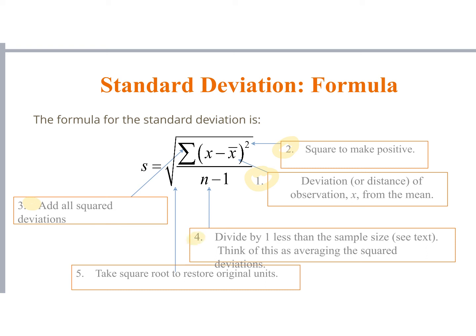Next thing you're going to do is divide by 1 less than the sample size. So think of this as averaging the squared values, right? Normally when you find the average of something, you divide by however many values you have. Well, we're going to do that same thing, except we're also going to subtract 1. Why are we subtracting 1? Because we're trying to find deviation from the mean. We're not including the mean. And the last thing we're going to do is take the square root to restore the original units. Because we squared it previously, we want to restore it back to its original units. And that's the standard deviation formula.